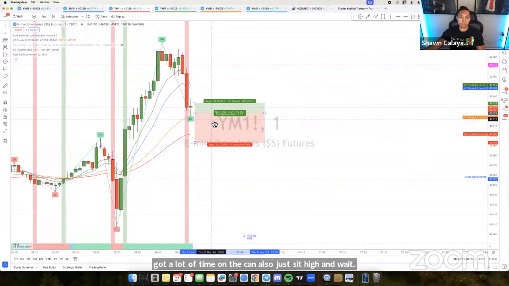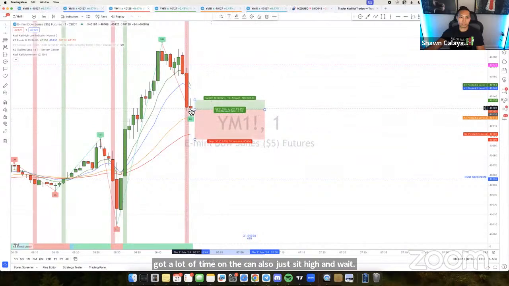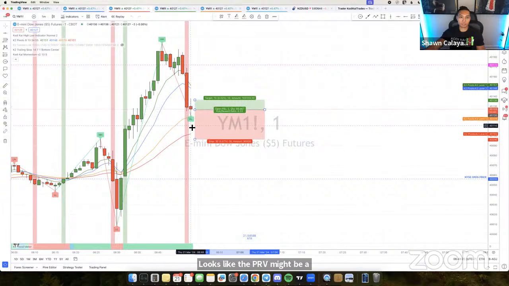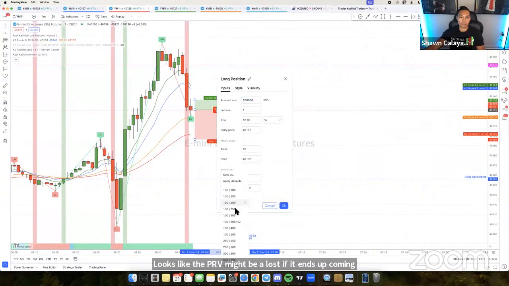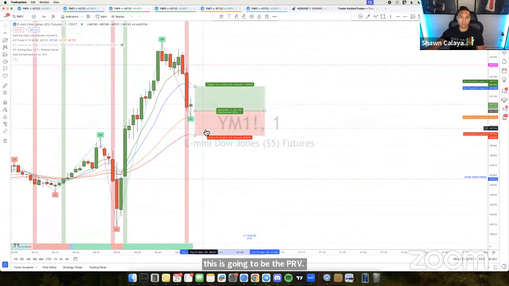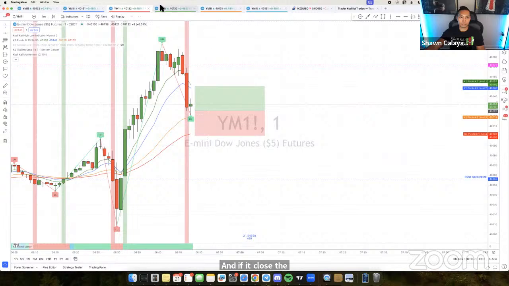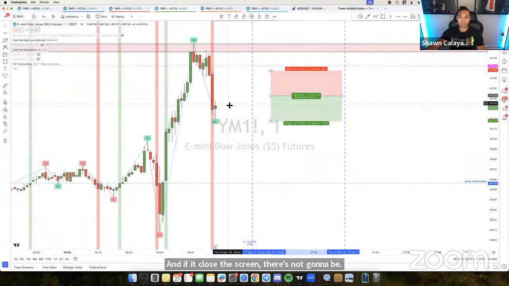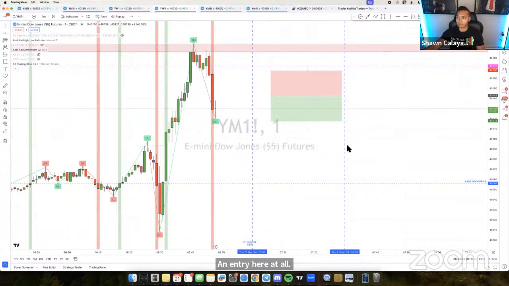Looks like the PRB might be a little opposite if it ends up coming down here. So if it rejects off the pivot down here, this is going to be the PRB entry for a buy. And if it closes green, there's not going to be an entry here at all. Still got 20 seconds, it's a lot of time. You guys got to wait for it to actually close.